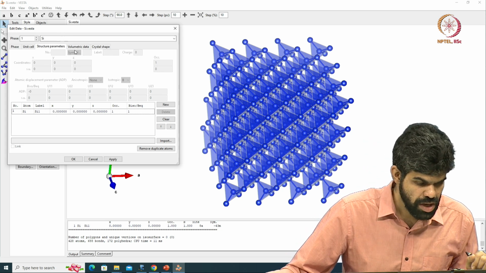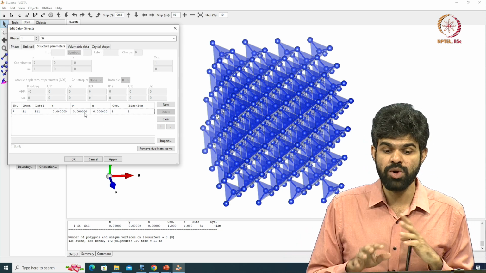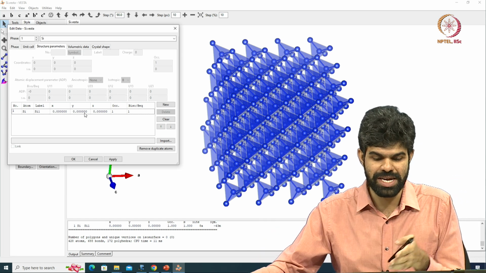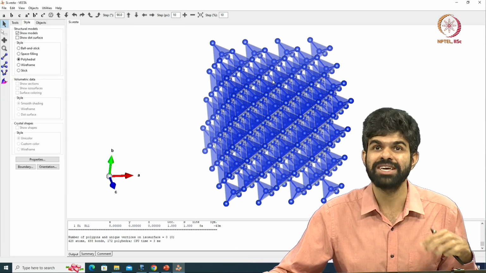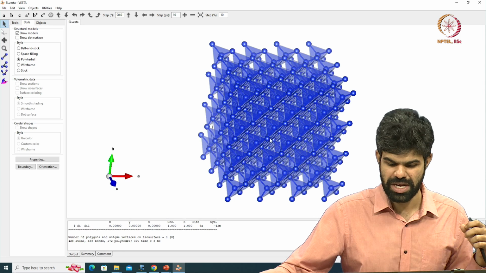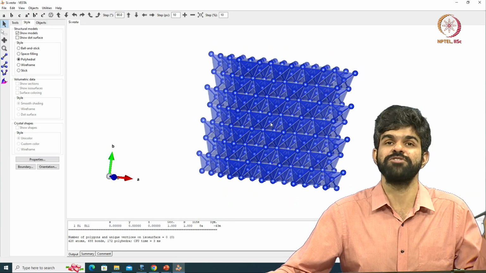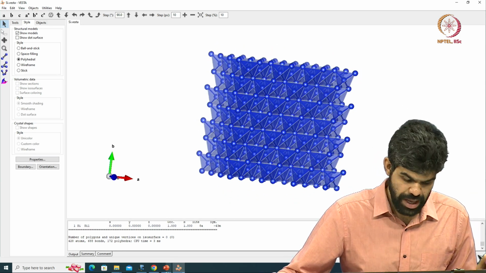So then I know complete information about my crystal. I can actually download it like this, and then I can visualize it. So this is enough information to know about the crystal.